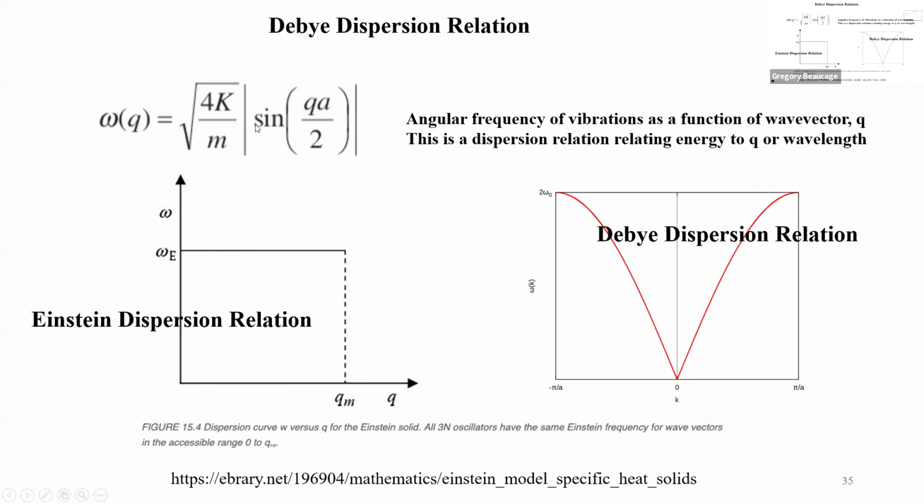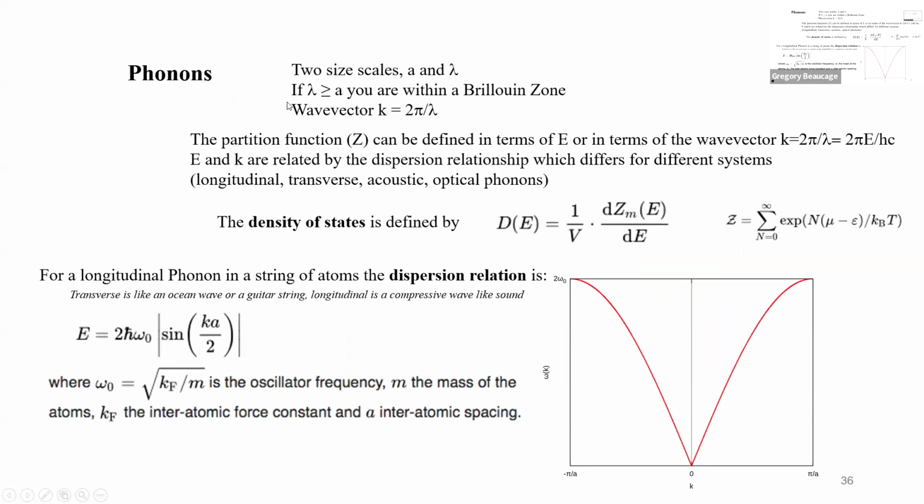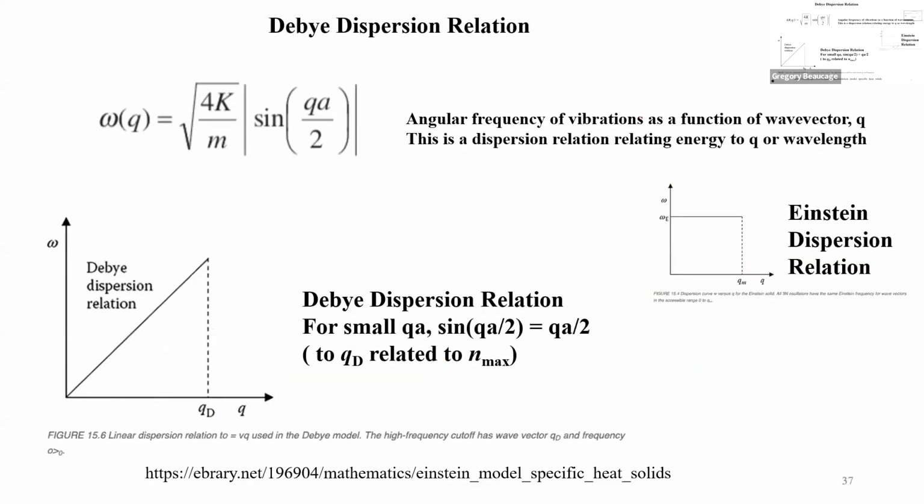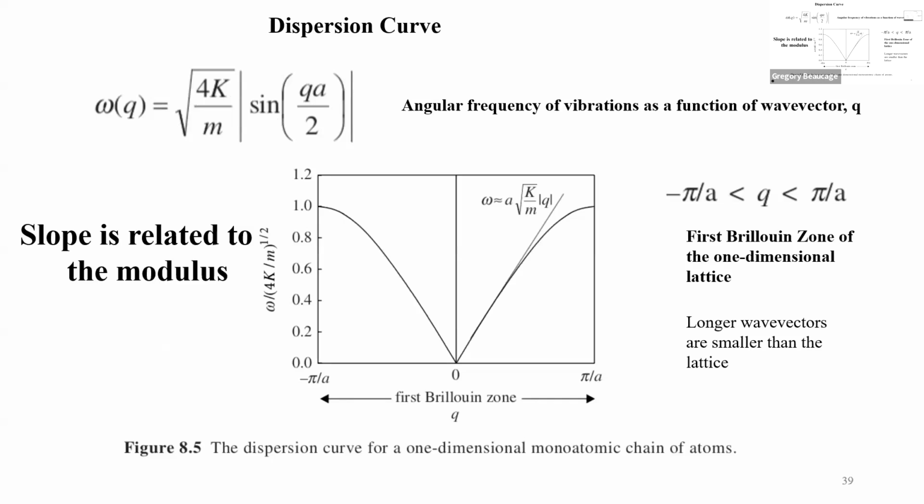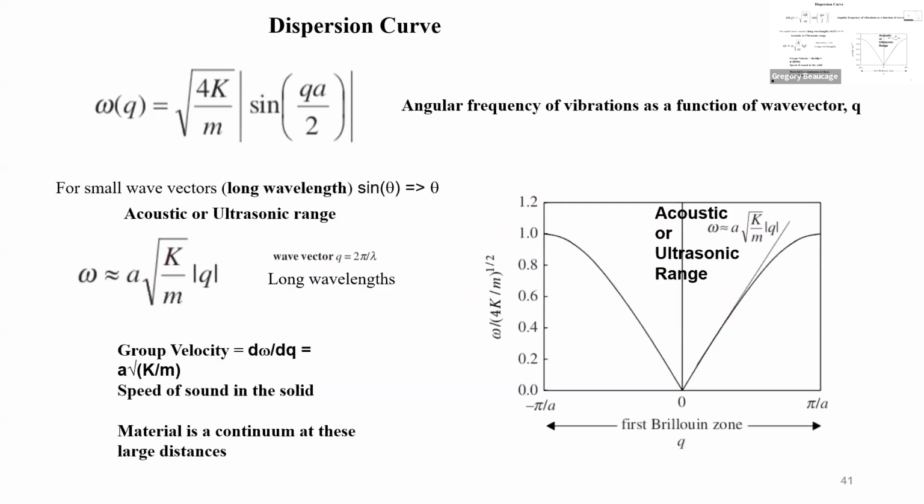So sine at small sizes just expands to the argument. At long wavelengths, the sine of something, if you get small, close to zero, becomes just the argument. So you end up with QA, and then we got 2. You have this prefactor, square root of 4 is 2, so it cancels. Then you just get the frequency as that.